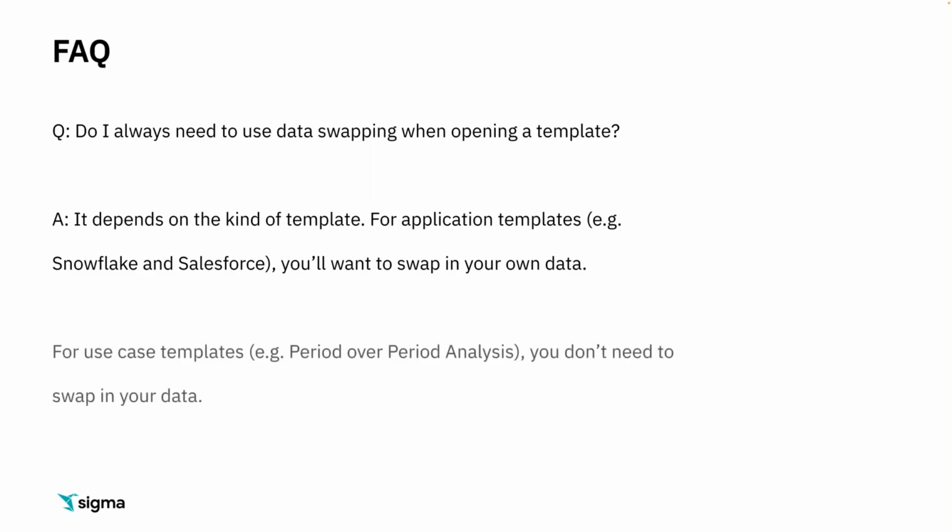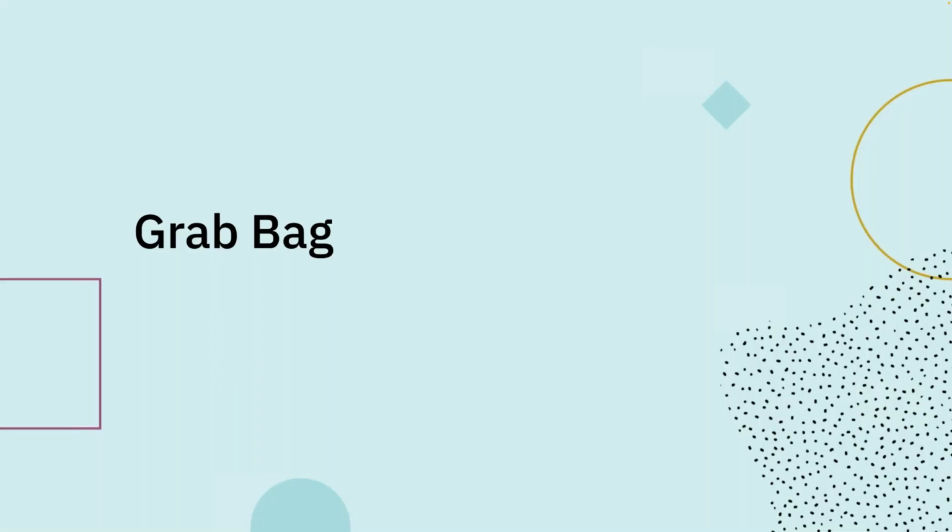But there are other kinds of templates out there that we provide that are more like example analysis, like period-over-period analysis, one of our templates. This one, you don't want to swap it with your own data because it's built on top of our own sample data. So that's when you would use the data swapping feature.